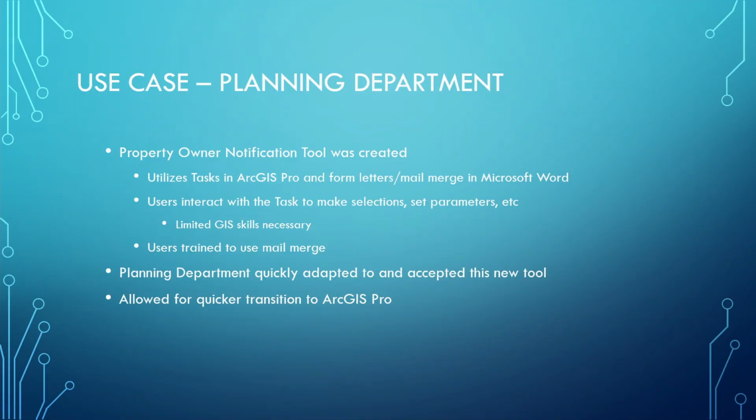renamed. Planning department still calls it their adjoining owner tool. I've renamed it kind of a property owner notification because I think it could be adapted to be used in multiple other departments if needed down the road. So I am utilizing Task in ArcGIS Pro, and I'm utilizing Microsoft form letters and mail merge within Microsoft Word, that kind of thing. So we are an Esri shop and we are a Microsoft shop. So I was able to kind of bridge the gap, use those two in conjunction with one another.